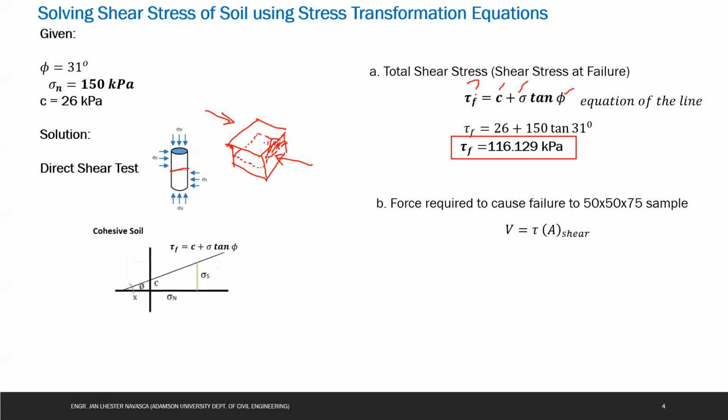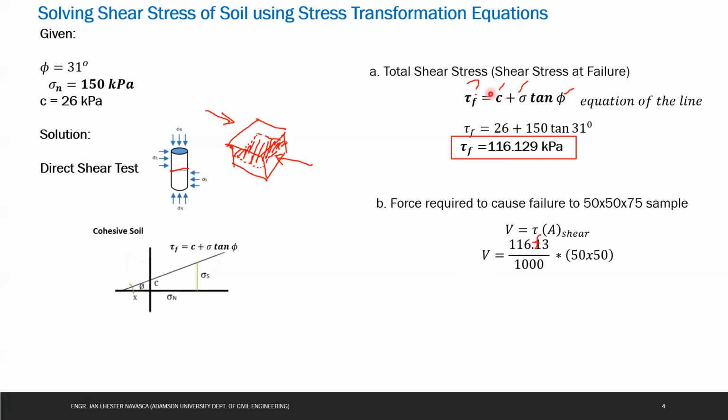This is the area at which your direct shear box causes failure. Therefore, we can say that the force is equal to the shear force that causes failure. So it is equal to the shear stress at failure, tau sub f, multiplied by the area in shear. That is why you have this equation.